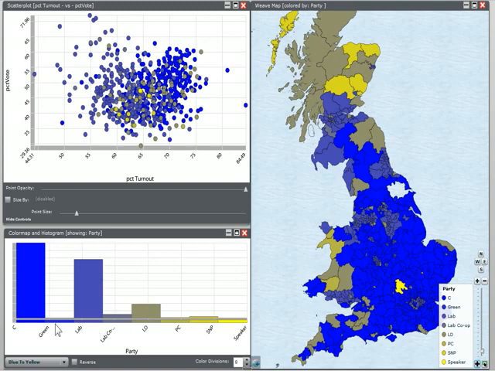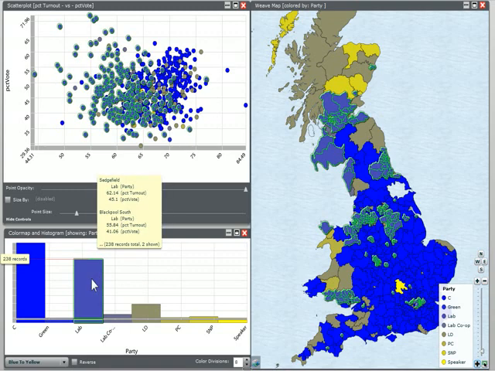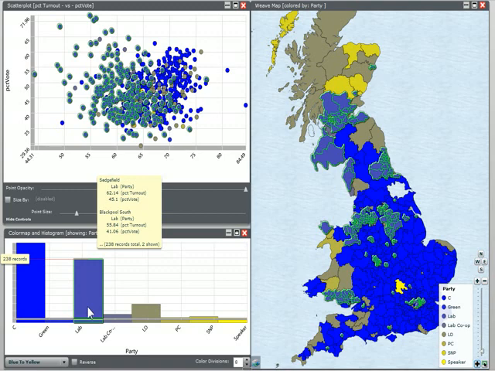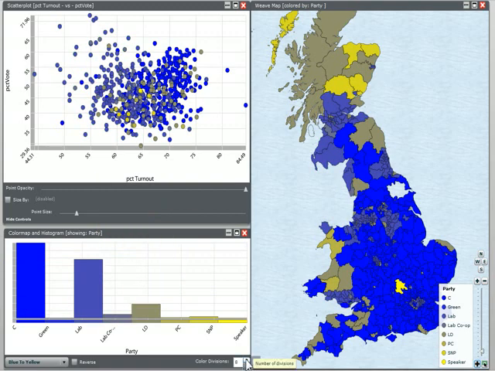The visualization in the lower left-hand corner of the screen is a color map histogram. It serves as a sort of control panel for the map on the right, and also as a visualization in its own right. The map is colored by party, and the histogram shows the relative number of constituencies held by each party. We've given the histogram 8 bins because there are 7 parties that won 1 or more seats.